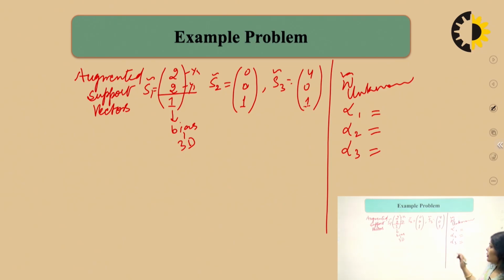Now let's go to the next step. So now I need to formulate the equations for finding out these unknown variables. And first of all, the first equation that I'm going to put up is alpha 1.